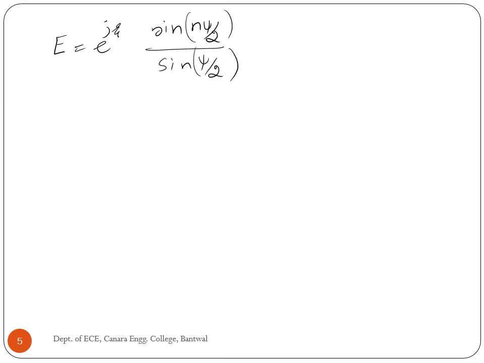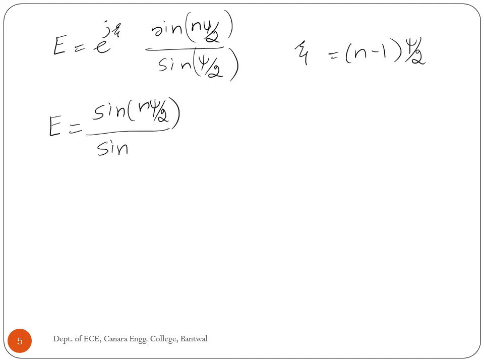Fourth equation becomes E is equal to e to the power j zeta, sine of n xi by 2 divided by sine of xi by 2, where zeta equal to (n minus 1) xi by 2. Therefore, total electric field intensity is sine of n xi by 2 divided by sine of xi by 2, angle zeta.